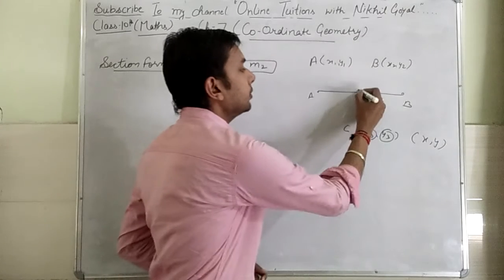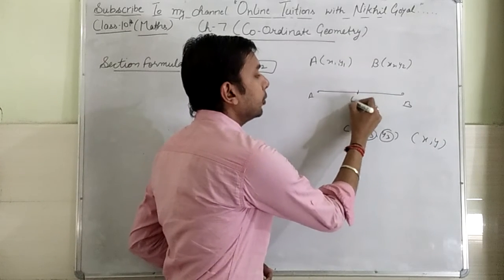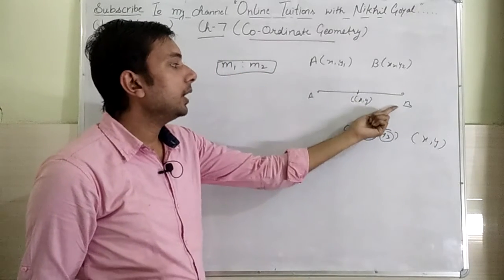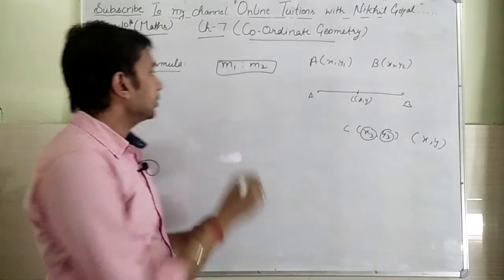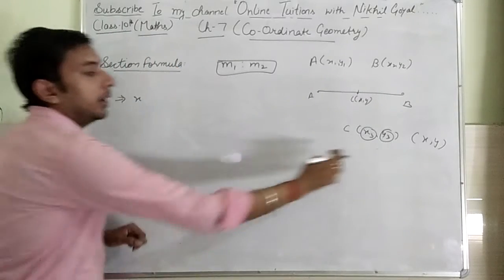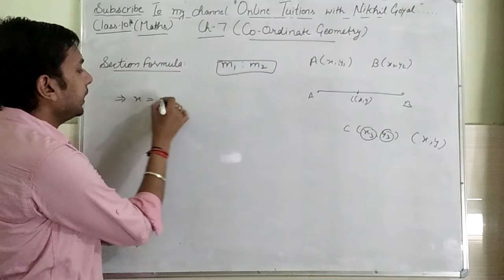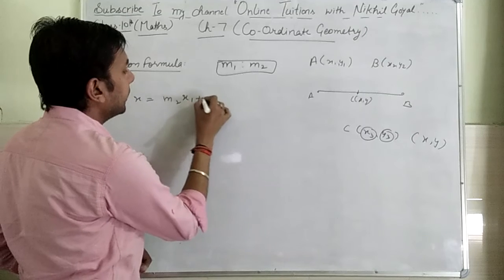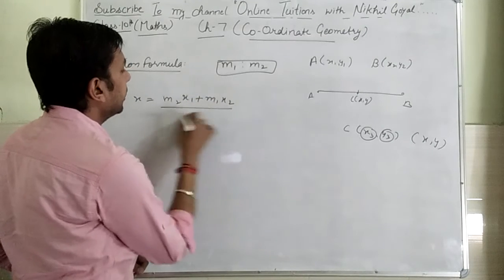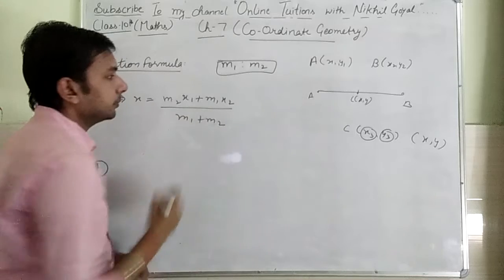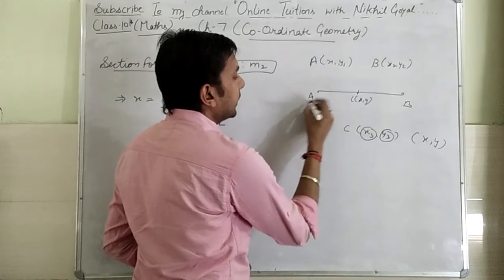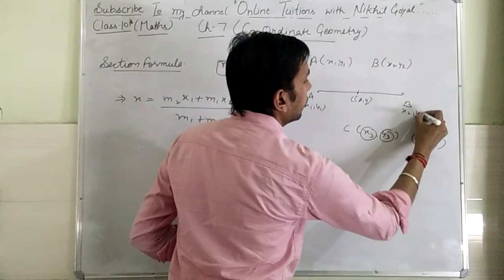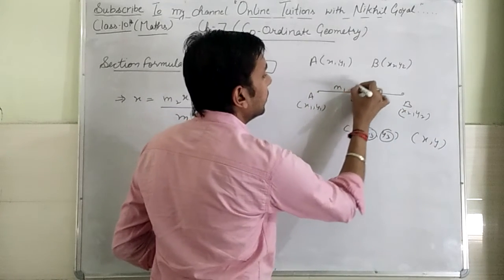So the section formula will be used as follows. We have to find this point C (x, y) that divides the given line AB in the given ratio m1 ratio m2. For the first coordinate, x will be (m2 x1 plus m1 x2) divided by (m1 plus m2). Here you can write the coordinates x1 y1, x2 y2 and the ratio m1 ratio m2.